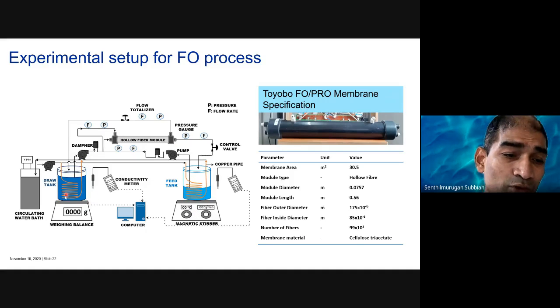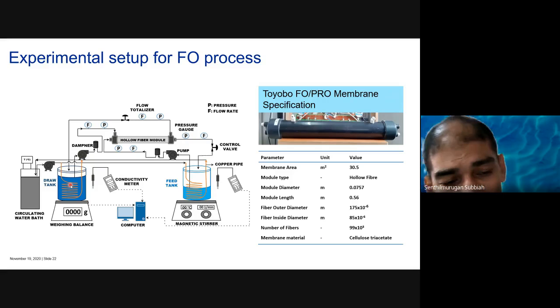So what is batch mode? The draw solution, which is a concentrated solution, is supplied through the membrane, and then again it is coming back. If you look here, this is supplied to the cell side, and then from the cell side it is again coming back to the same vessel. So it means that it is getting recirculated. So what is the meaning? When it is getting recirculated, what will happen to the draw solute? It will get diluted over time.